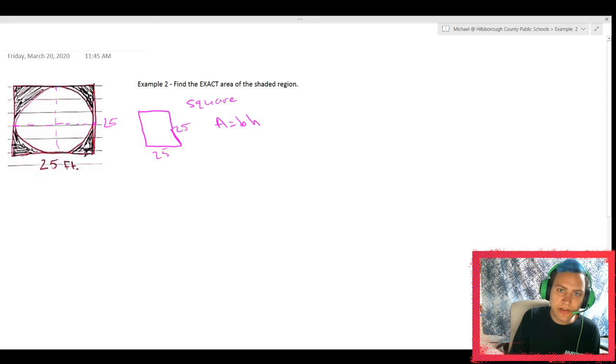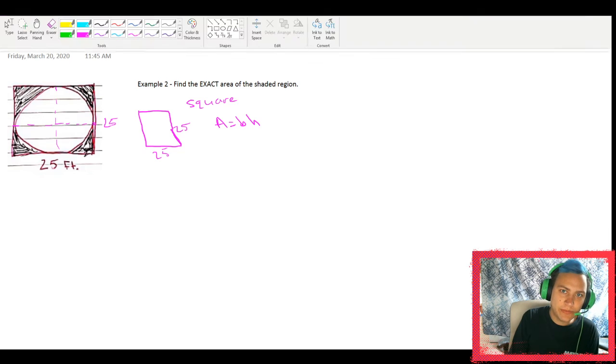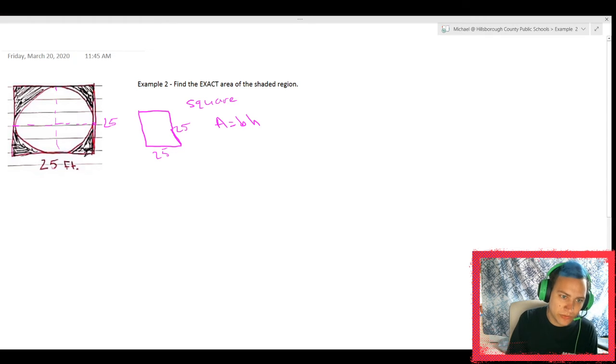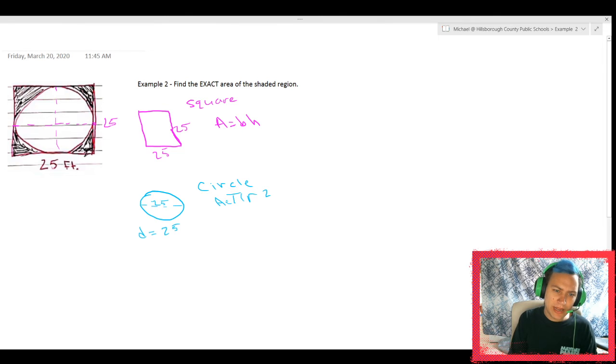The other shape we've got to focus on is the fact that there is a shape inside. We have this circle inside, which we already talked about just now. Since it goes across, it's going to have a diameter. We're going to use our pi r squared formula. The diameter going across is 25, and we know that doesn't help us for this formula, right? Area of a circle uses the radius, not the diameter.